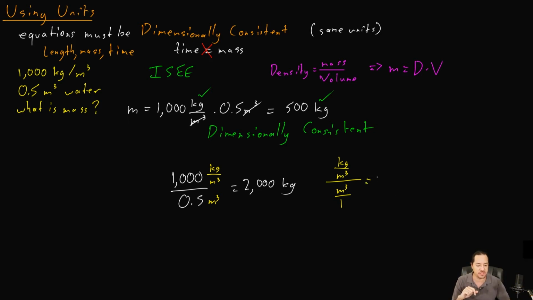So we know that this is equivalent to kilograms over meters cubed times 1 over meters cubed, which is equal to kilograms per meters to the 6th power. And this is quite obviously garbage and not the same as kilograms. And these are not dimensionally consistent on both sides of the equation. And so this is wrong because we made a mistake. It's a good way to check that you're doing things right.